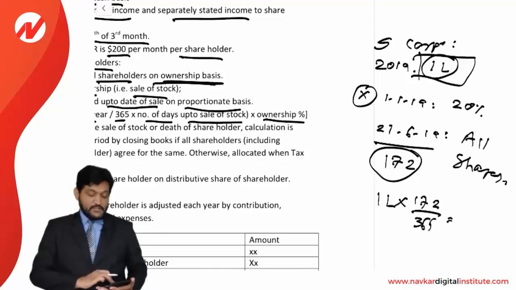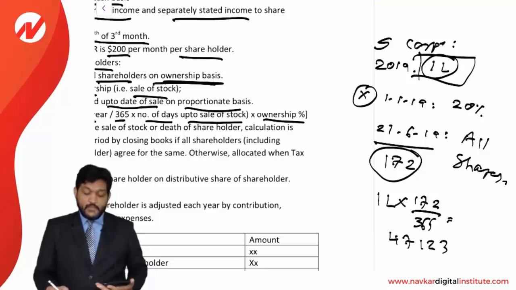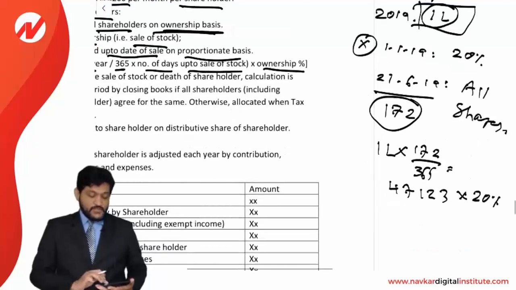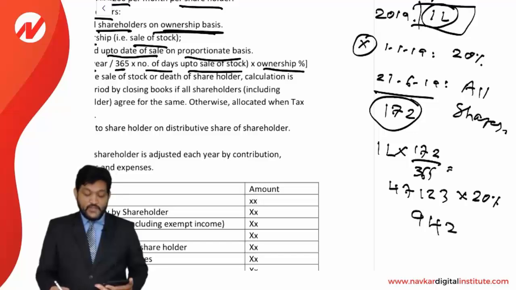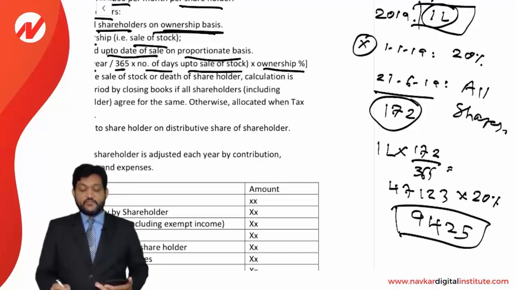So 1 lakh into 172 divided by 365. So it is coming to 47123. Okay, into your percentage was 20%, so you need to multiply 20%, 47123 into 20%. So it will be 9425. Okay, it means 9425 worth of income will be allocated to this shareholder.